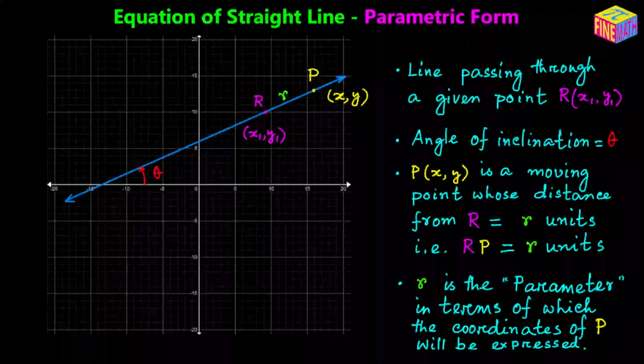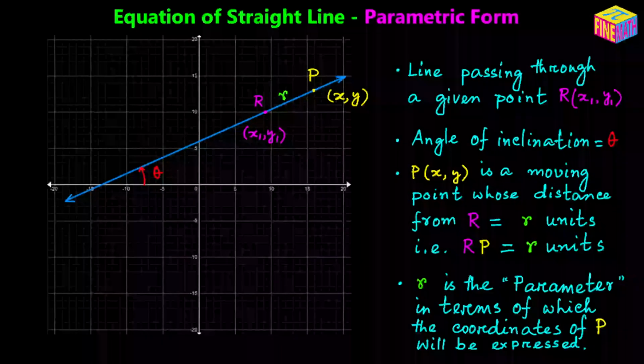Hi everyone, in this video we are going to discuss the parametric form of the equation of a straight line. It is also known as the distance form, and sometimes it is called the symmetric form. Now let's try to find out what the parametric form of the equation of a straight line is.